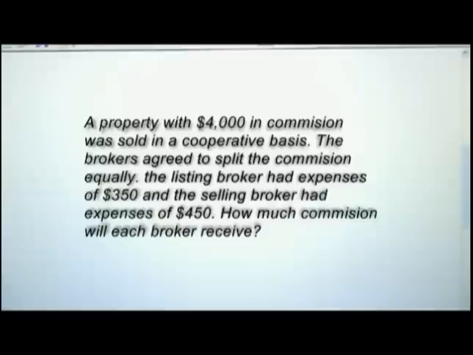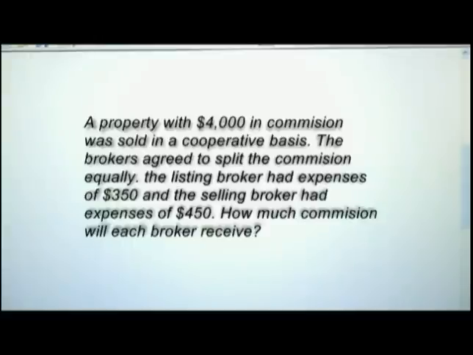The third problem on the math practice says, a property with $4,000 in commission was sold on a cooperative basis. The brokers agreed to split the commission equally. The listing broker had expenses of $350 and the selling broker had expenses of $450. How much commission will each broker receive?